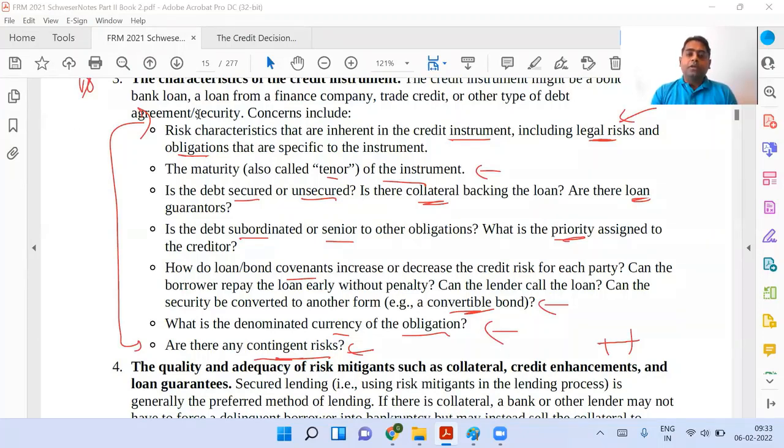Sagar, answering to your query on the senior mezzanine: if you go back to securitization logic, in the senior, mezzanine and equity tranches of a securitization, the senior is more secure. Why? Because it is getting the amount first. So you can think of it as a senior instrument, because it is getting the first money. So the waterfall structure, that's correct.